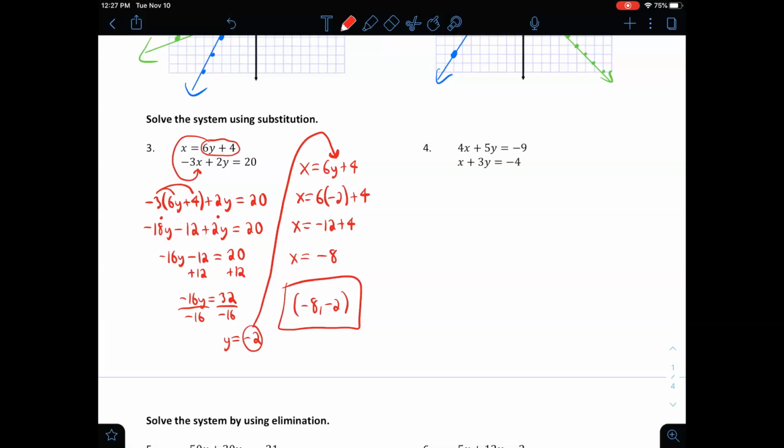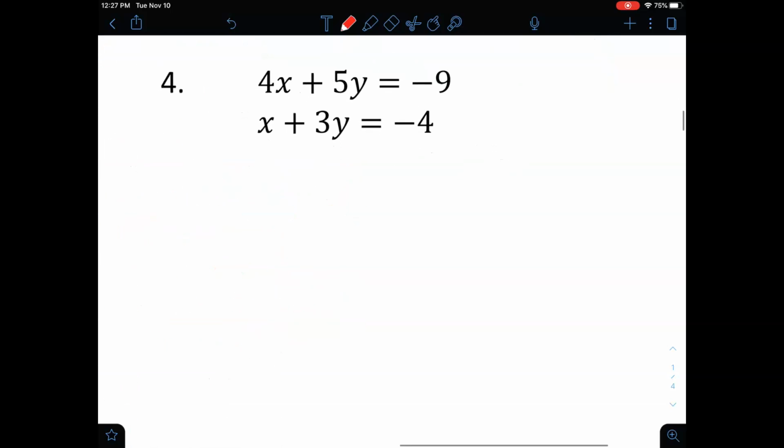All right, number 4. We have 4x plus 5y equals negative 9, and x plus 3y equals negative 4. All right, do we have x or y by itself for one of these equations? We do not. But which one would be easier to get x or y by itself for, do you think? The top or the bottom? I'd say the bottom because we have a 1x right here, and that's going to be really easy to solve.